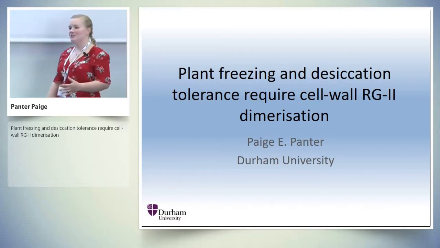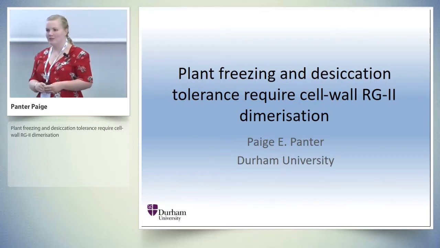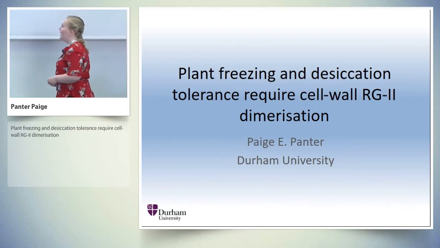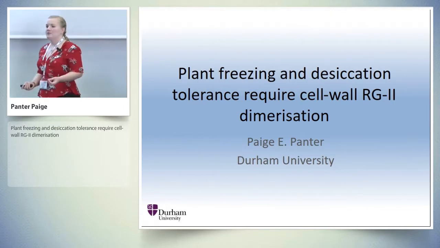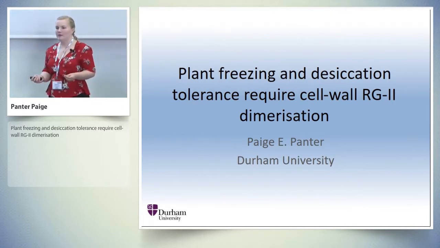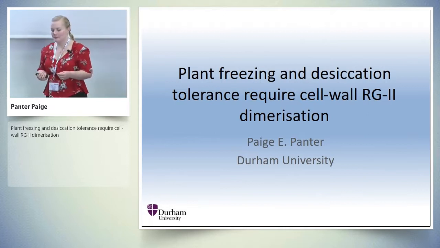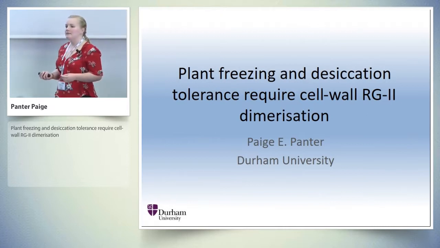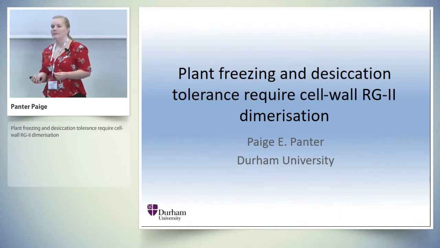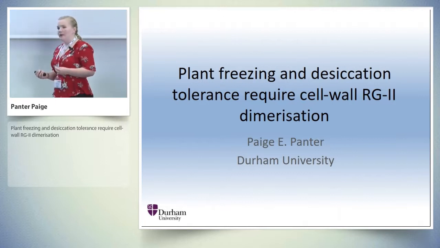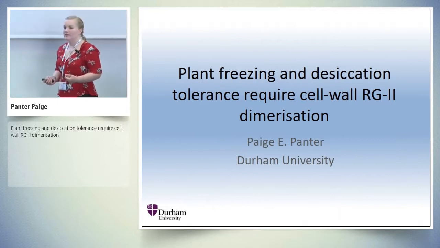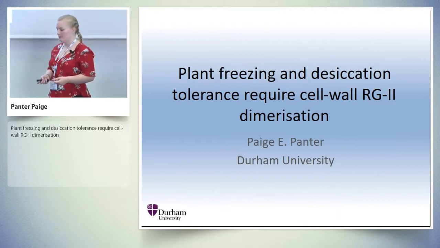So I'd just like to introduce to you today my PhD project, which is looking at how plant cell wall pectins are required for freezing tolerance. And freezing stress is an ever-increasing problem as we experience a changing environment. And what we see with this is an increase in early autumn and late spring frosts that plants just aren't prepared for. So working out how to increase freezing tolerance is really necessary for food security.